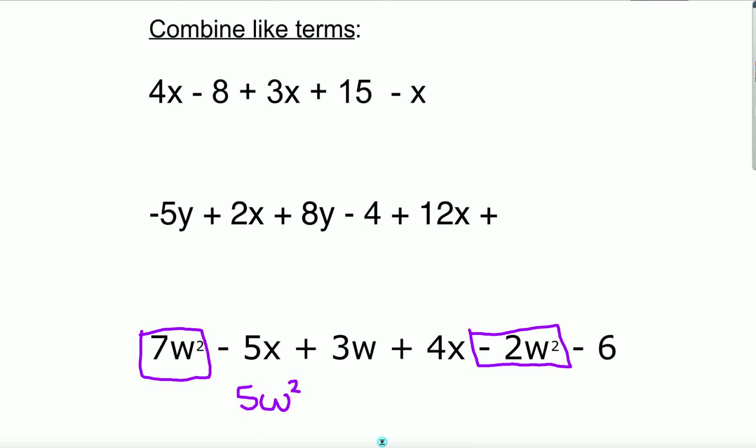So then maybe next I would look at the x terms. So I have negative 5x plus 4x. So if I combine the coefficients, negative 5 and positive 4 would give me negative 1x. And you do not have to write the 1, it's understood. Then I would have that positive 3w that has no like terms. And then the negative 6.